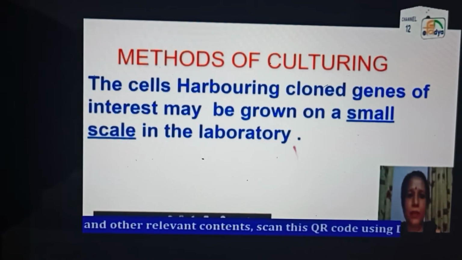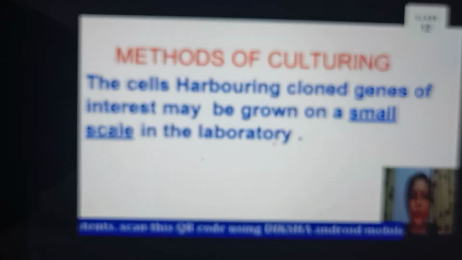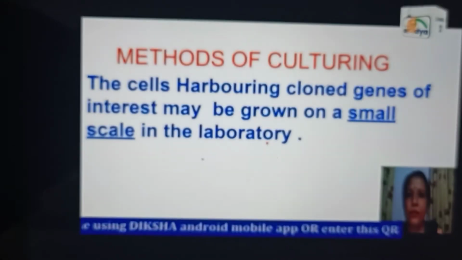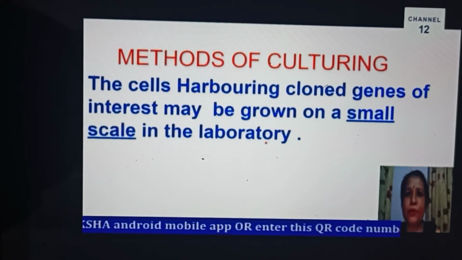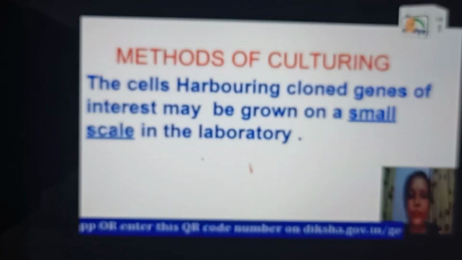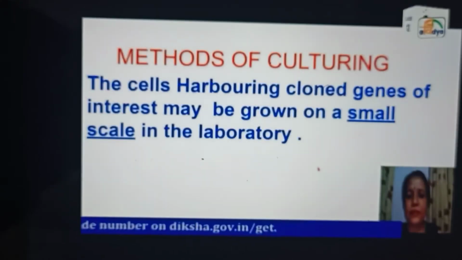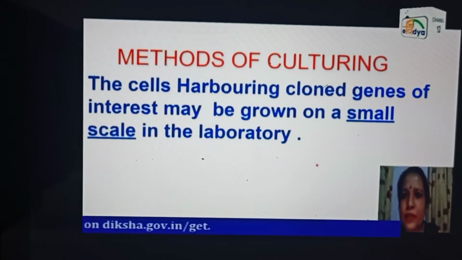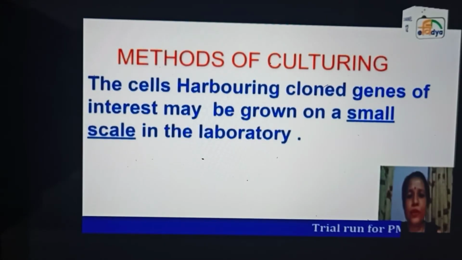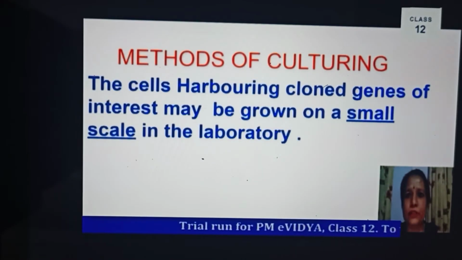Now, methods of culturing. We can culture on a small scale or on a large scale. First we will discuss that cells having cloned genes may be grown on a small scale. That is, in the laboratory, we take a petri dish and we take microorganisms in it with a desired gene, and as a result, small quantities of the product are obtained. Here we can obtain about 500 ml to 1 liter of the product.